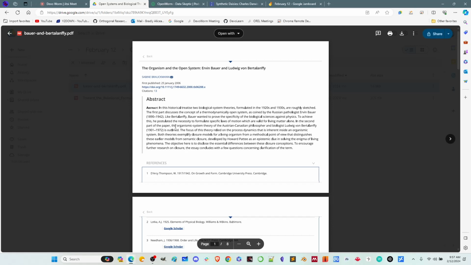To achieve this, he postulated the necessity to formulate specific laws of motion, which are valid for living matter alone. This is where we go from the second law of thermodynamics to, say, the first law, which is a law of conservation. There are other things the laws of motion are constrained by in physics. Trajectories are constrained by the energy consumption and their entropy.